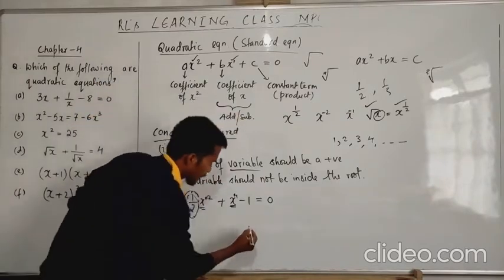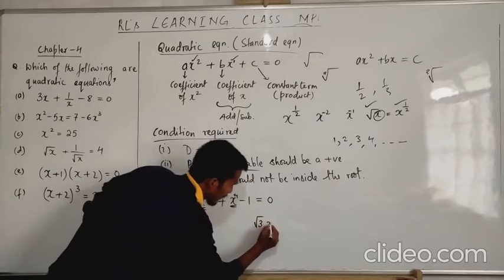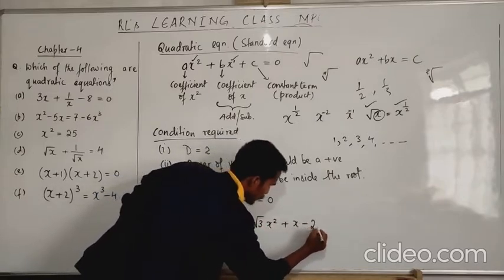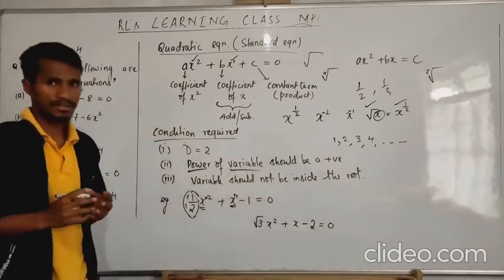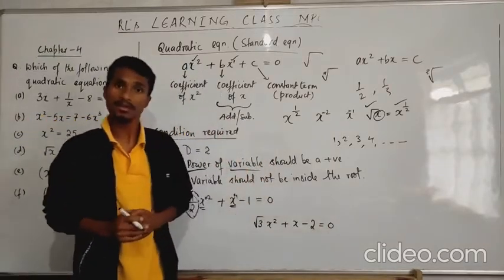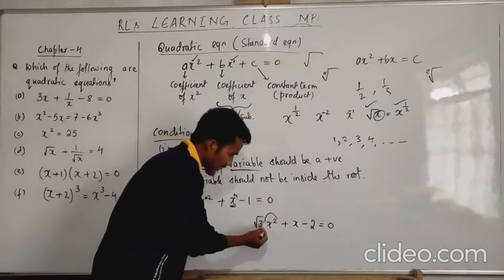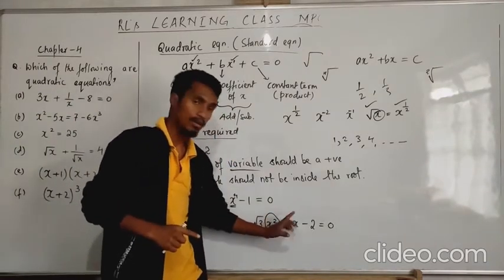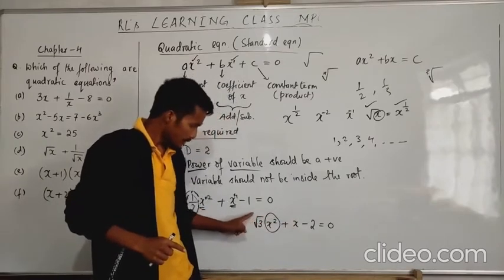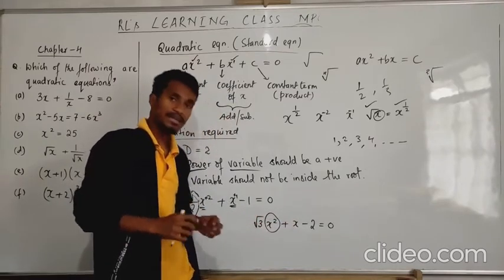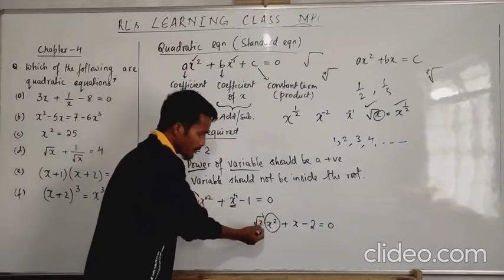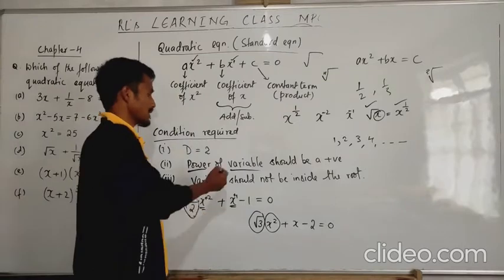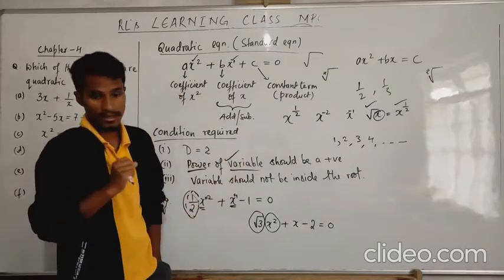One more example. Root 3x square plus x minus 2 equal to 0. Now, is this a quadratic equation? Yes, because this x square is not inside the root and it is a degree 2. And here also x power 1. Then this root 3 is a constant. I told you, whatever number they put here, that doesn't matter. Our main aim is to check the variables.